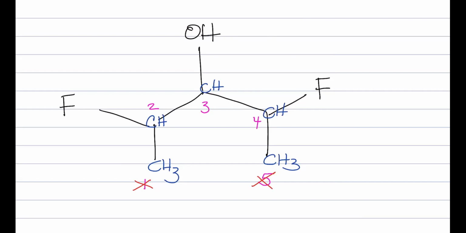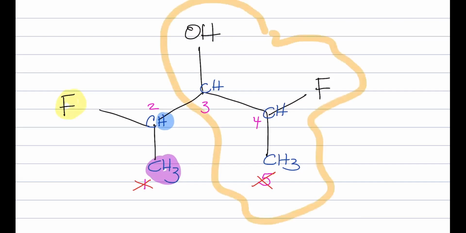Let's explore carbon 2. So on carbon 2, we have the following. We have a hydrogen. We have a fluorine. We have a methyl. And then we have all of this of the molecule. Okay. So is carbon 2 chiral? Yes or no? Does it have 4 different groups around it? Great job. Exactly. It is chiral.